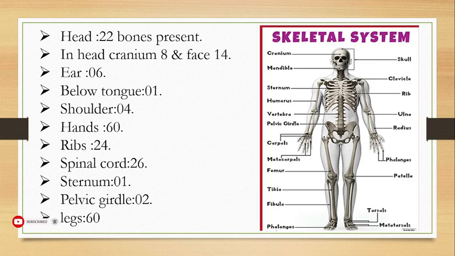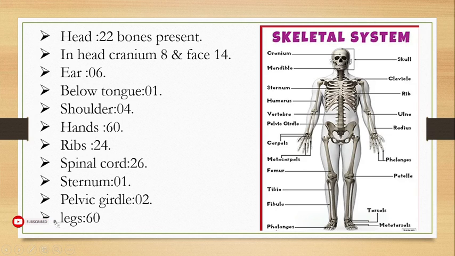This ear consists of a total of 6 bones: 3 bones here and 3 bones here. Total 6 bones are present in the ears. Next, below the tongue, inside the tongue, one bone is present.